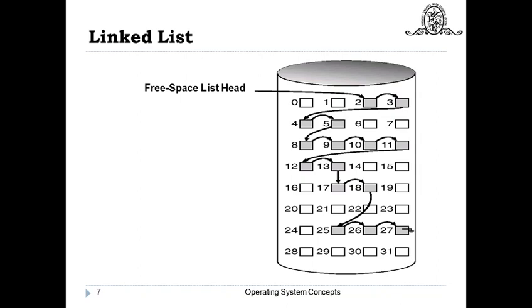Here in the diagram we can see how the linked list is maintained. There is a free space list header which contains the address of the first free block, and then the first free block contains the address of the next free block, and likewise the linked list is maintained here: 2, 3, 4, 5, 8, 9, 10, 11, 12, 13, 17, 18, 25, 26, and 27 is the last free block which is grounded, and it means it is the last block.